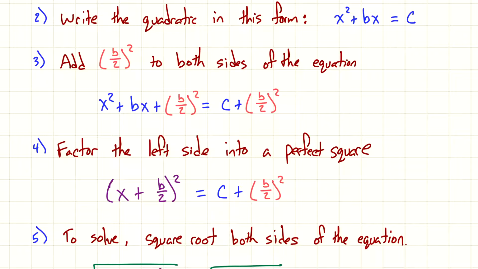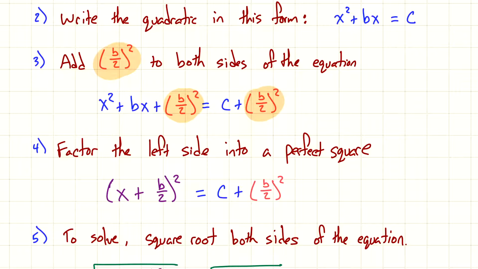So let me highlight that so it's clear. We're going to add that to both sides. You'll notice there's still the x squared plus bx, and there's still the c. The only thing we're adding is this number to both sides. Sometimes in my notes I'll say, what's the magic number? What's the number we need to add to both sides? So that's how we generate that number.